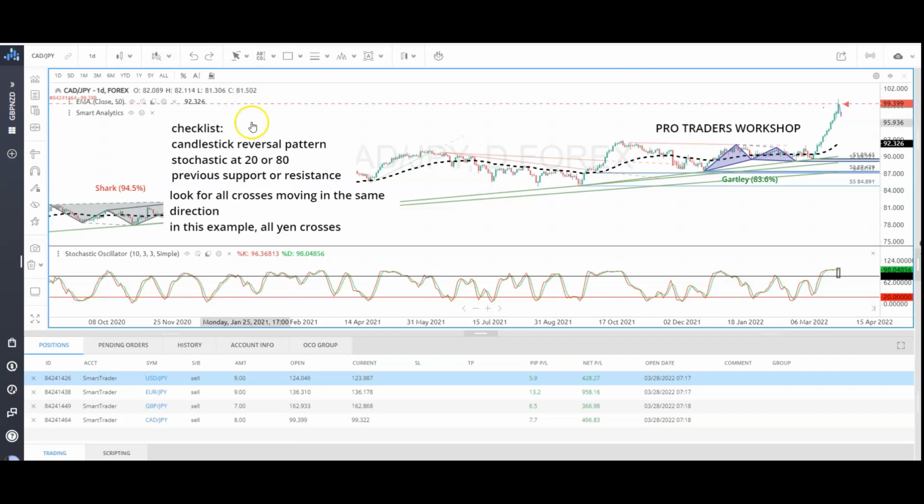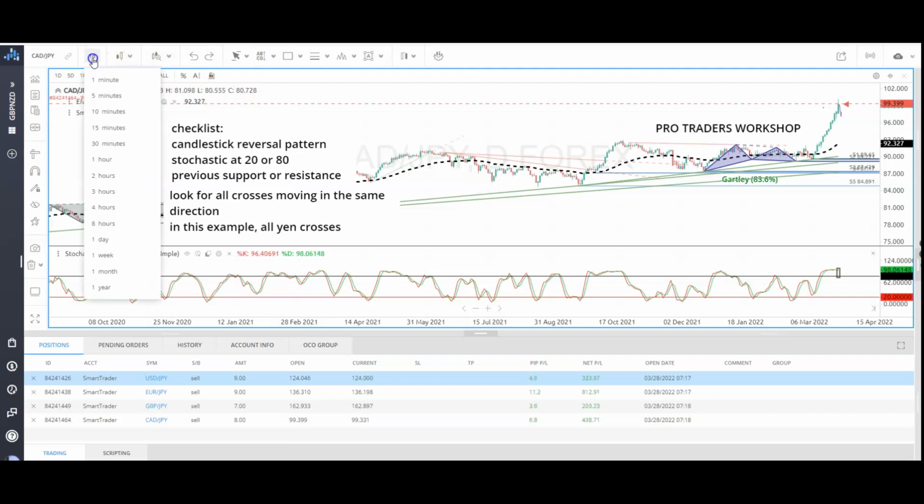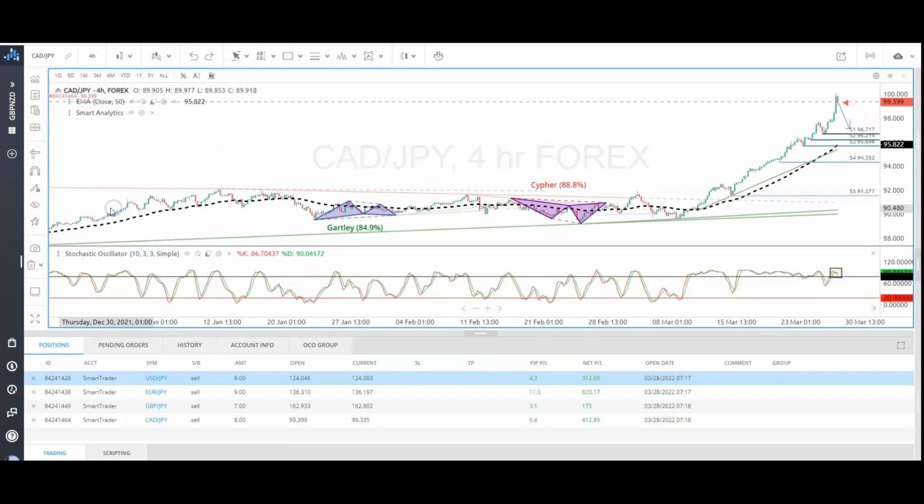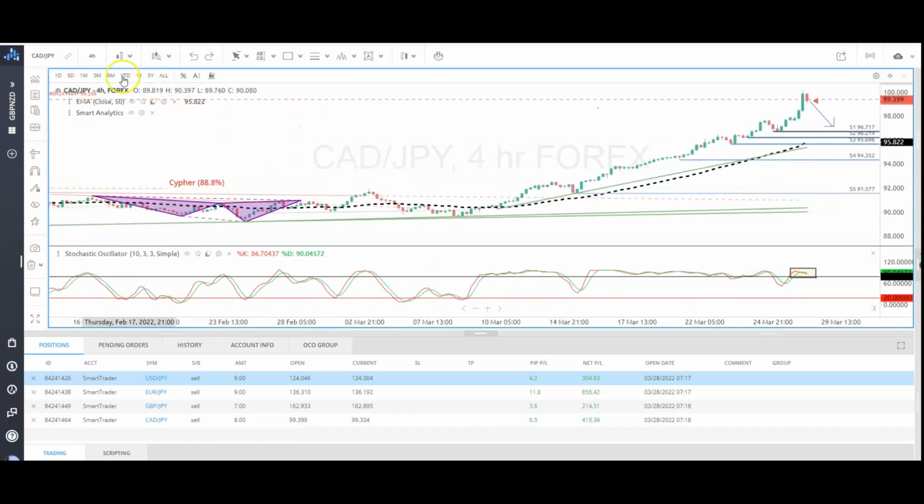In this lesson, I'm going to go over trading strategies that I've been using for at least the past 10 or 15 years. It is a strategy that is quite powerful using different currency pairs. And in this example, we're going to be using all the yen crosses. So I have a checklist. I'm looking for a candlestick reversal pattern. I'm looking at 2 time frames, and in this case we're looking at a 4-hour and a 2-hour chart.